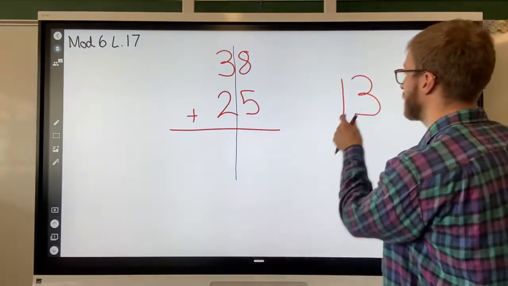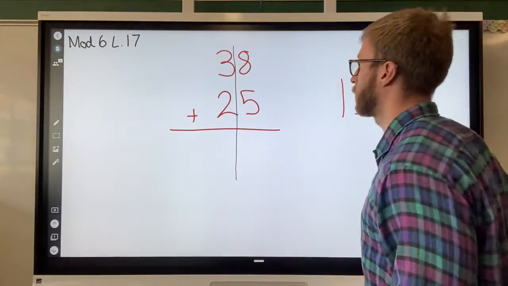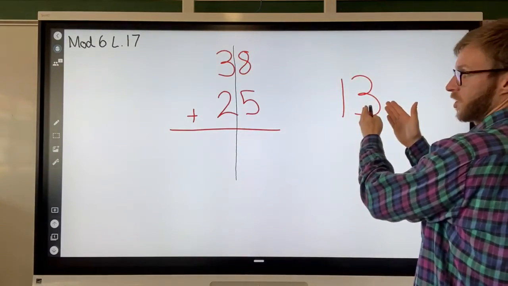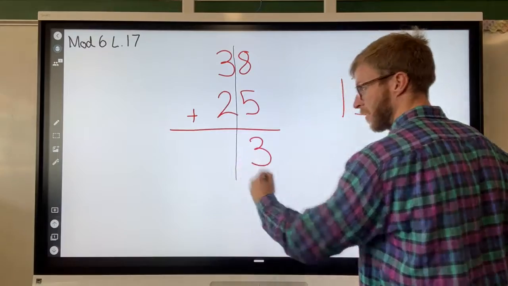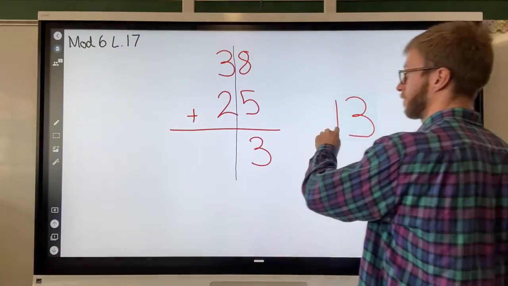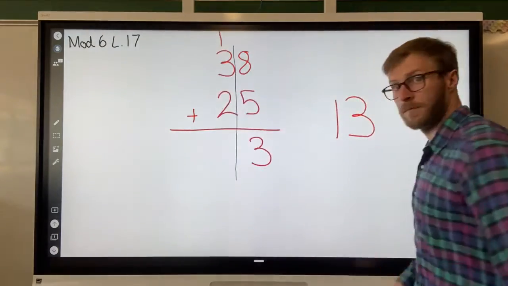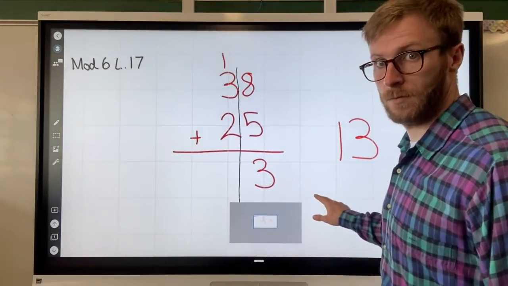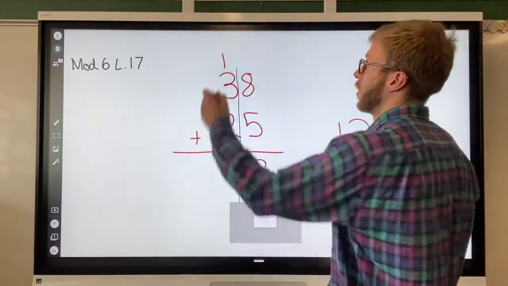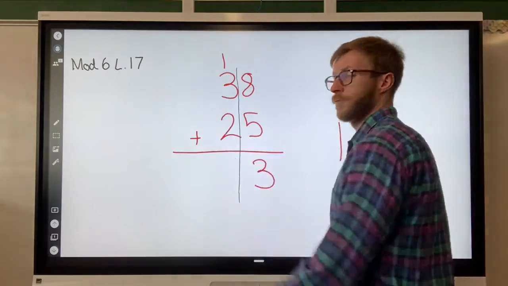Remember, I can't write 13 in the ones place. I have to split it apart. I take the ones, which is 3, and I write that in the ones place. Then I need to take this 10 and carry it over, and I put it up top here. So now I have, instead of just 3 plus 2, I have 1 plus 3 plus 2.